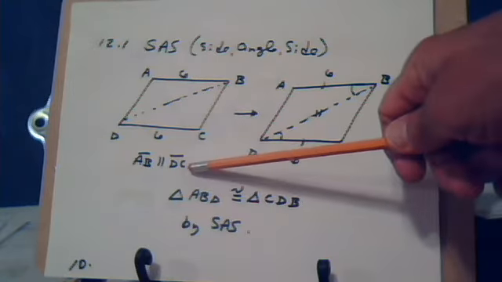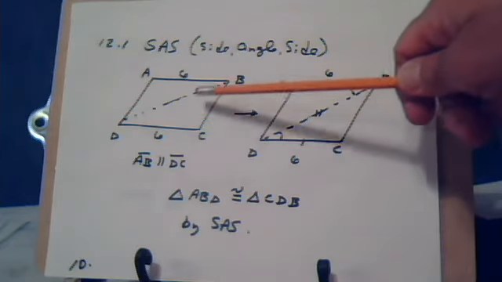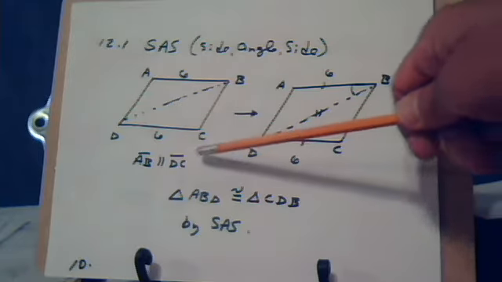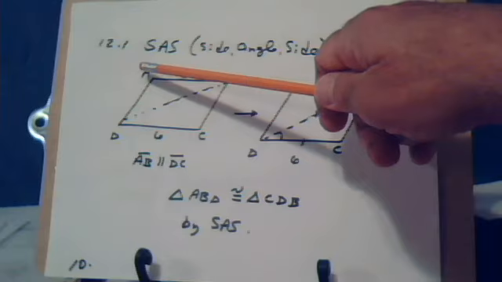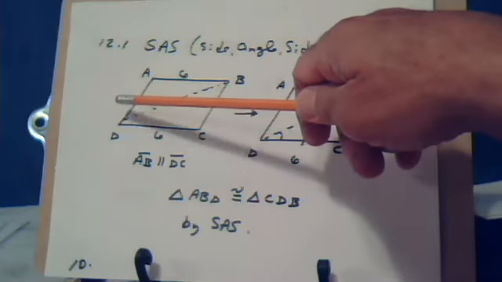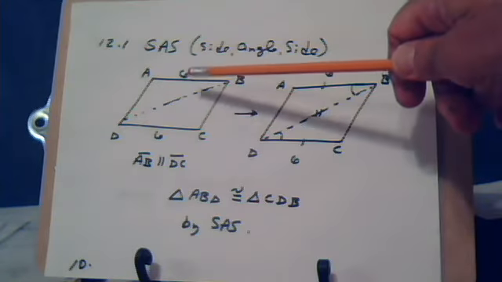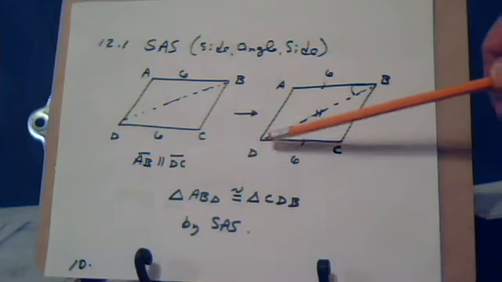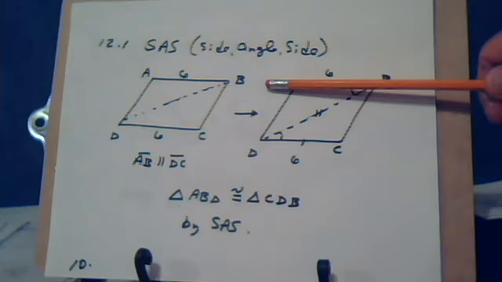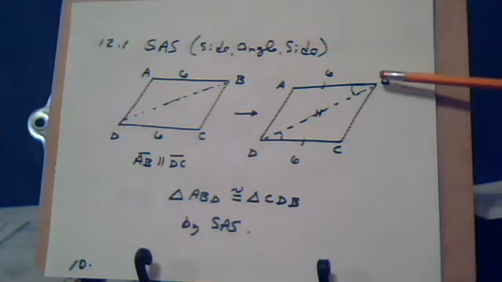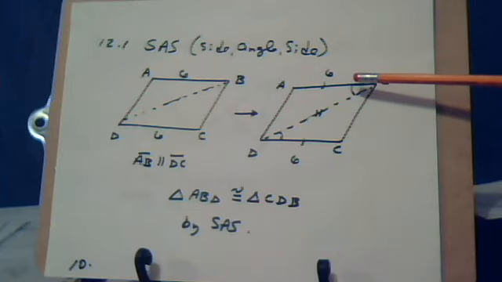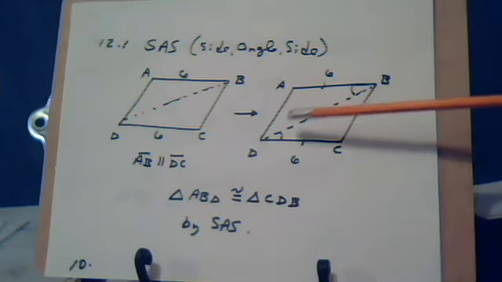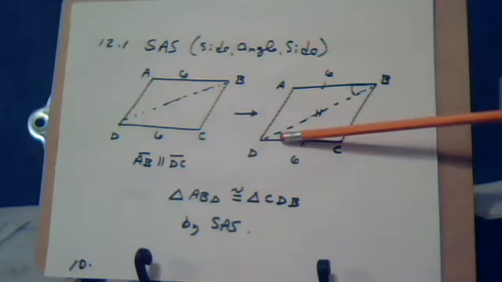Right here, they give us some extra information to bring in angles into the picture. If you're saying that line segment AB is parallel to line segment DC, that means corresponding angles are congruent. Notice these are the parallel lines. This would be the transversal. And excuse me, they're not corresponding, they're alternate interior angles. Alternate interior angles are congruent.